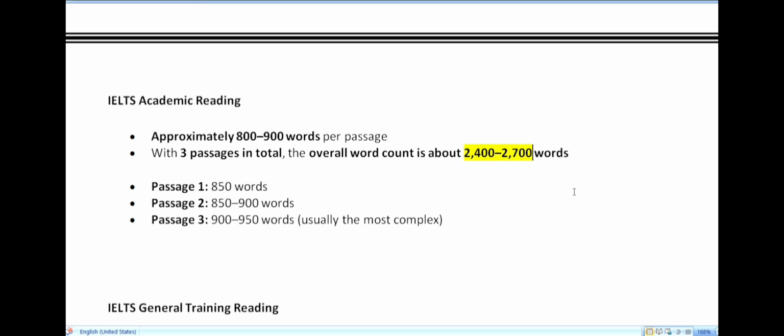When we see passage 1, which is a little easy, it has only 850 words. The word count is less, so obviously the time given to this passage is also less. Then comes a passage with a little higher count, 800 to 900 words. And the last one is 900 to 950 words, and usually this is considered the most complex passage. Fine. What about the general training paper?